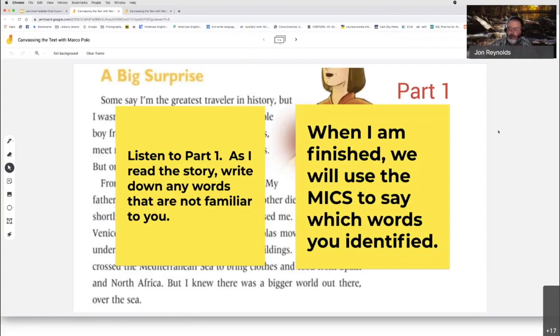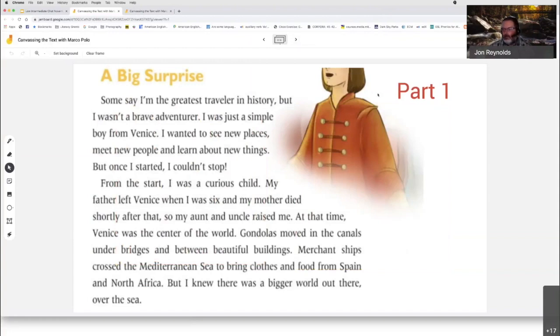Now, if we were in the classroom, normally I would just have students circle the words, but we can't circle the words on the computer or on the phone. So that's why you need your paper. So again, paper and pencil. Are we ready to go? I'm going to read part 1. You just write down any words that look new to you. All right. So here we go. I'm going to read now part 1. And again, you just listen and write down any words that you don't know.